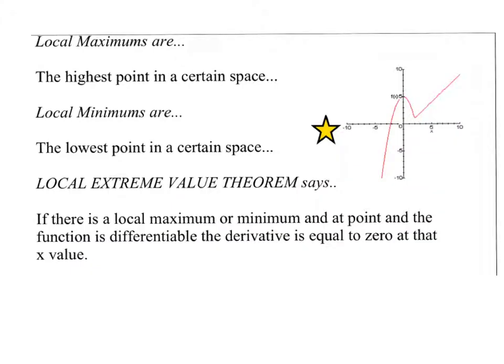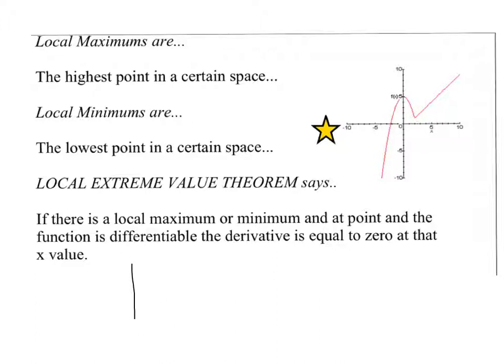So local maximums in plain language are just the highest point. Local minimums are the lowest point. And the local extreme value theorem says if there's a local max or a min at a point and the function's differentiable, the derivative is equal to 0. So you look here, there's a maximum right there and the derivative is 0. There's a local minimum here, but because there's a corner or a cusp right there, the derivative is undefined. So it just means as long as the derivative exists at a max or min, it'll be 0.